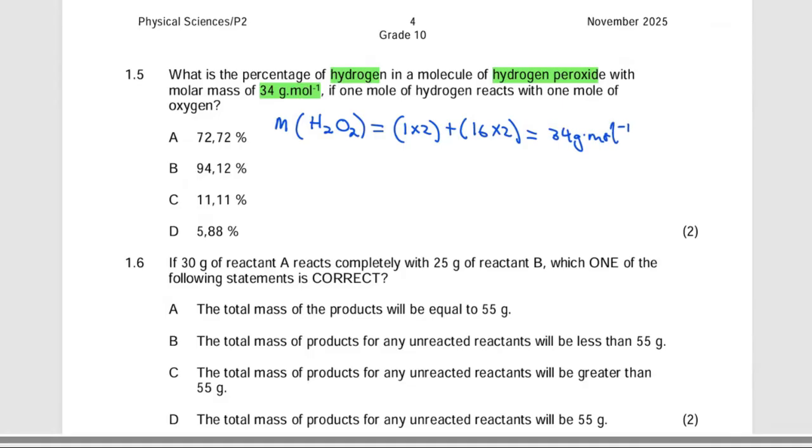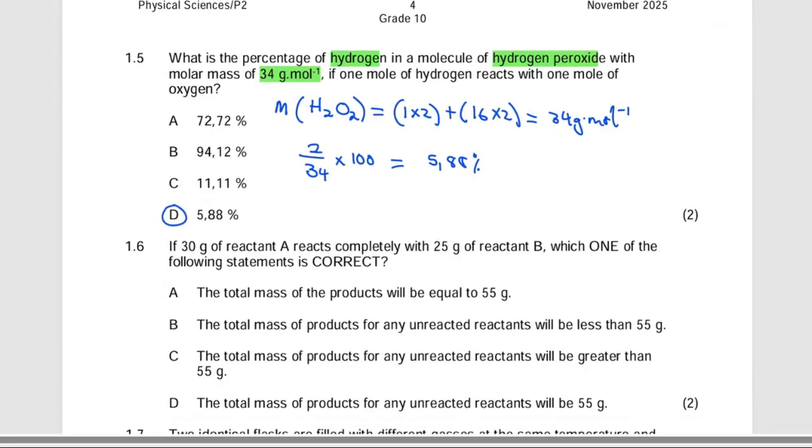Then after that, we're going to proceed and say the percentage there of hydrogen. So how many hydrogens do you have there? It is 2. So the number of hydrogens is 2. So we're going to say 2 over the total mass that we're having there, which is 34, right? So 2 over 34, then multiplied by 100, so as for us to convert to a percentage. If we do our math there, we're going to get a value of 5.88%, which is our option D.